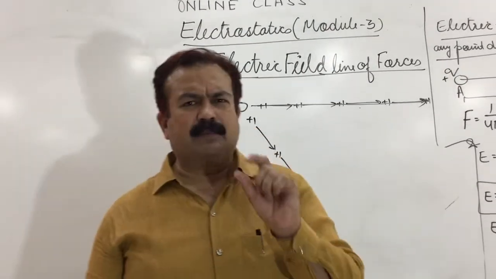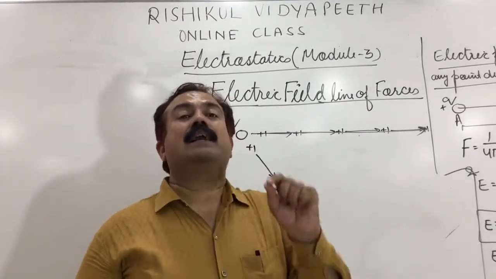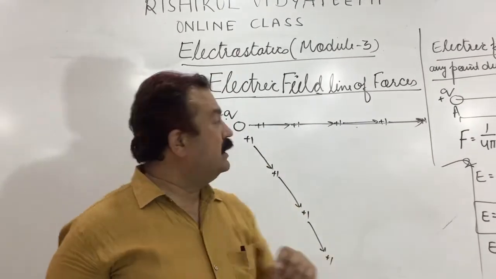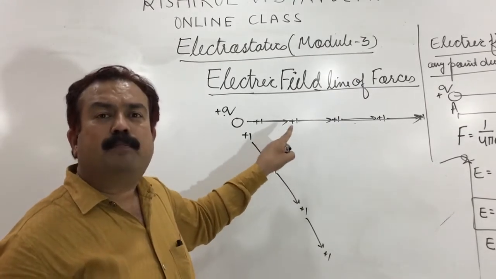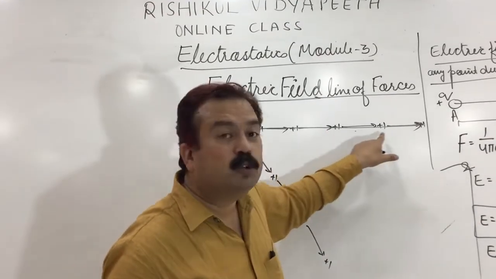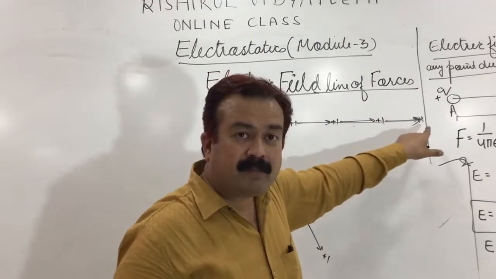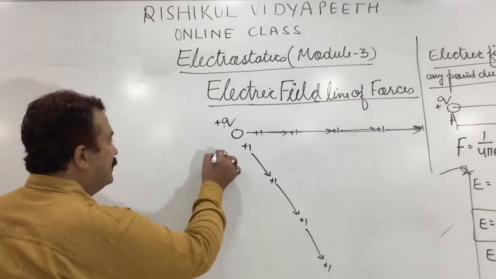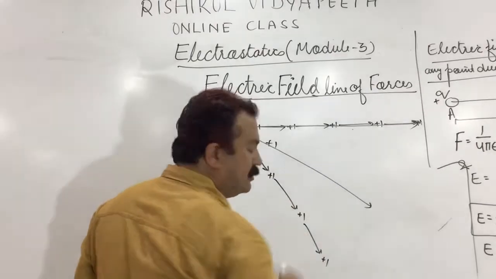So what do you understand about it? Electric line of force is the imaginary line which is actually the path traveled by the unit positive test charge under the influence of the source charge. If the test charge is present here, then the line of force may be this. If the test charge is here, then the line of force may be this.